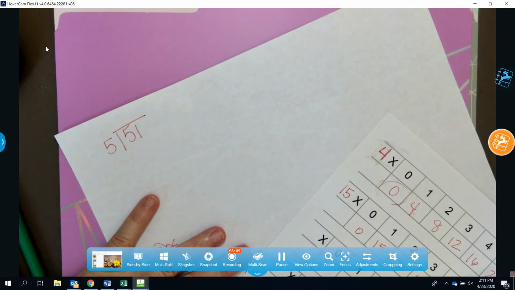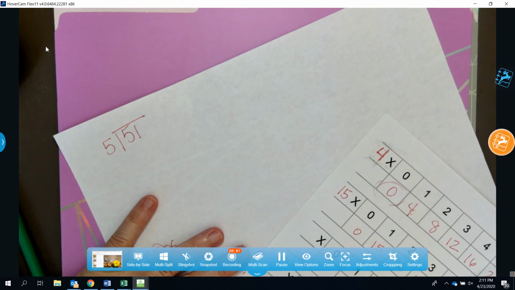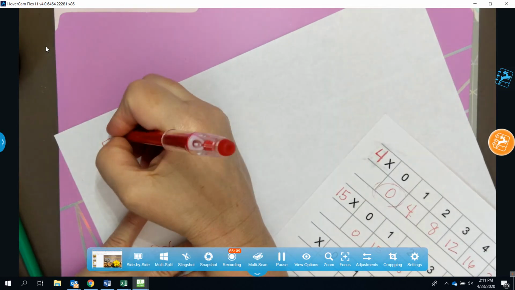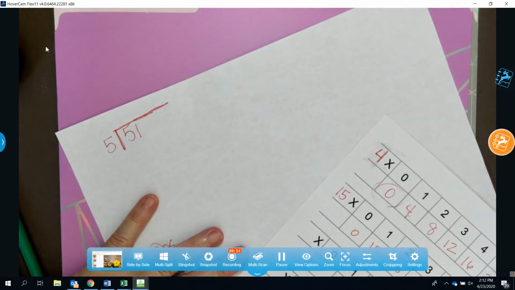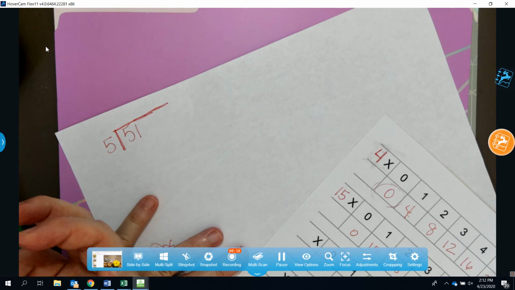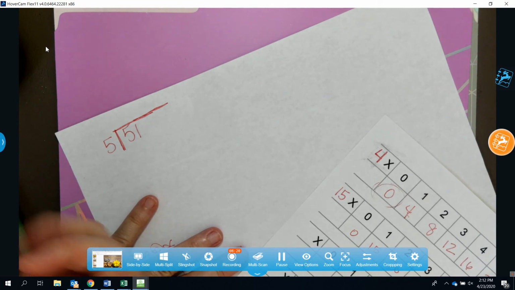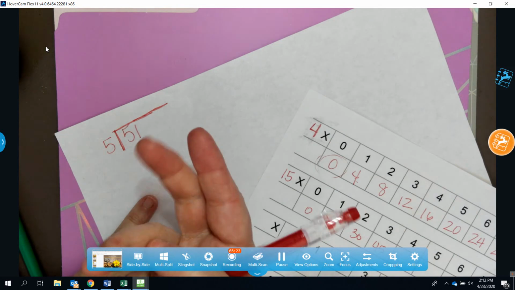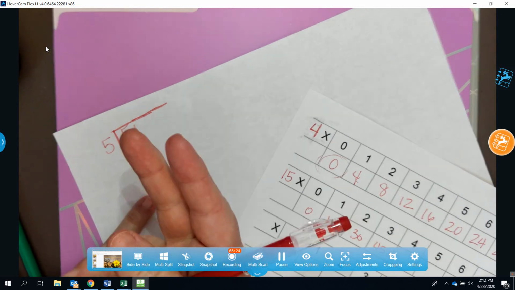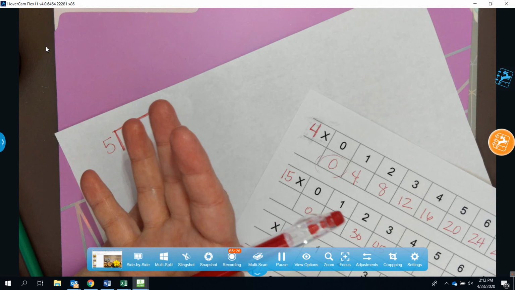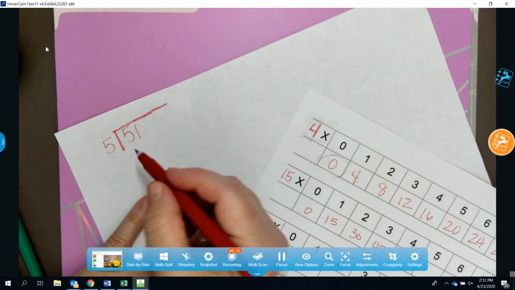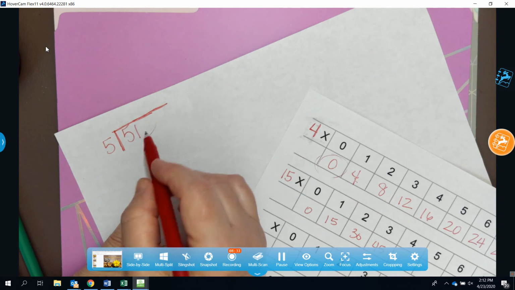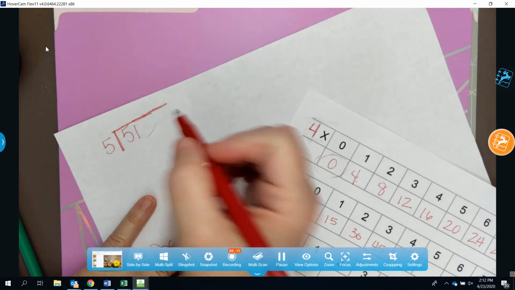Okay, well there's no decimal there, but what's going to happen? Can you look at that and see that it's not going to be even? Because 51 is not a multiple of 5. We're going to end up with something left over. So if we count by 5s, 5, 10, 15, 20, 25, 30, 35, 40, 45, 50, we know 5 times 10 is 50, right? So we're going to have an issue right here. But what do we do with remainders now that we have decimals?